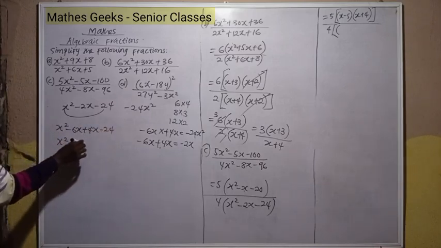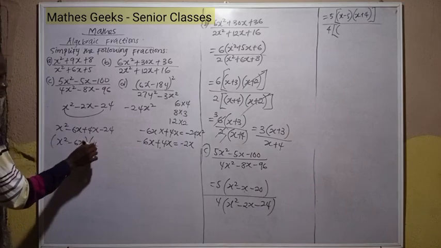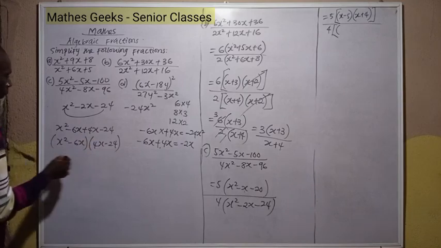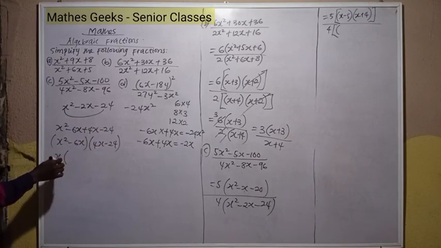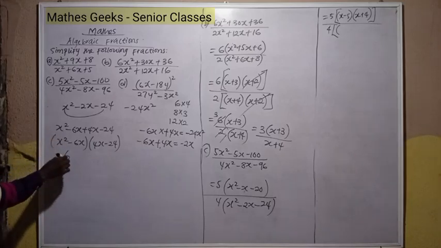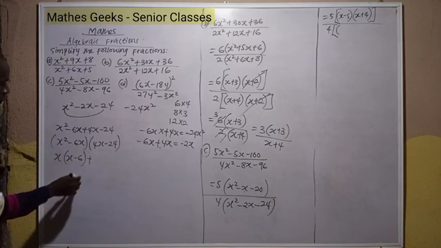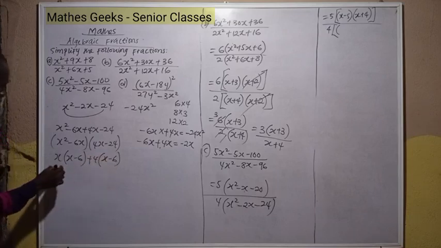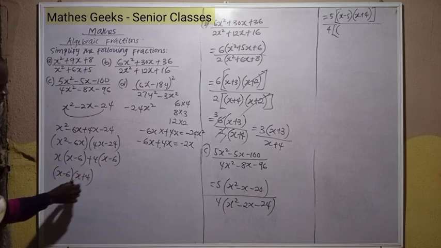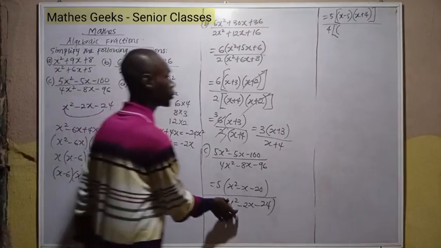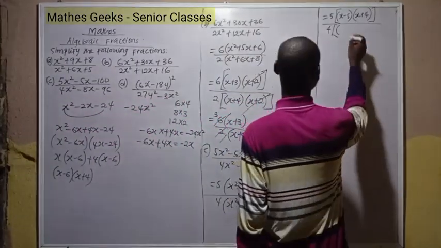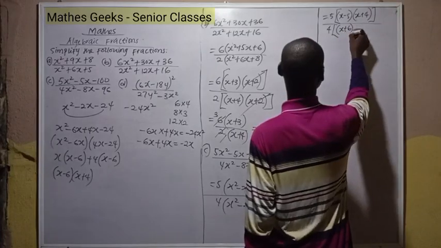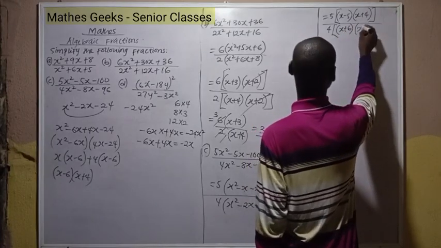x squared minus 6x, plus 4x minus 24. So this is equal to x minus 6 plus 4 times x minus 6. So x minus 6, x plus 4. So put this in place of this. That's 4x minus 6, x minus 6, and x plus 4.